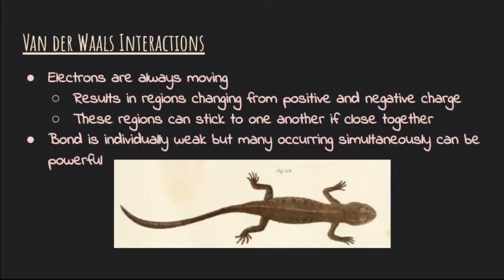Van der Waals interactions are formed because electrons are constantly moving. In some regions, electrons will be moving, and sometimes a region will be positive, but if an electron moves away or if an electron comes in, it can be negative, which means that these regions can often have interactions as well. When it's positive and negative, they can come together. And if there's a lot of them, they can become quite strong, even though individually they are quite weak.